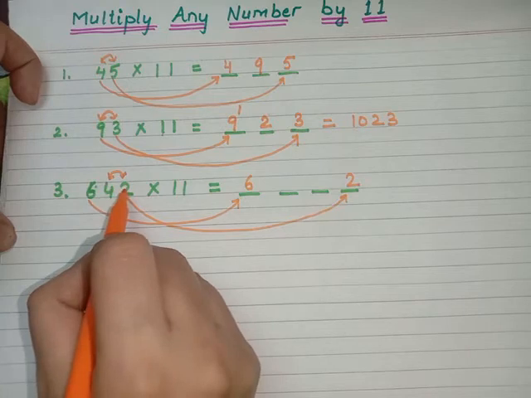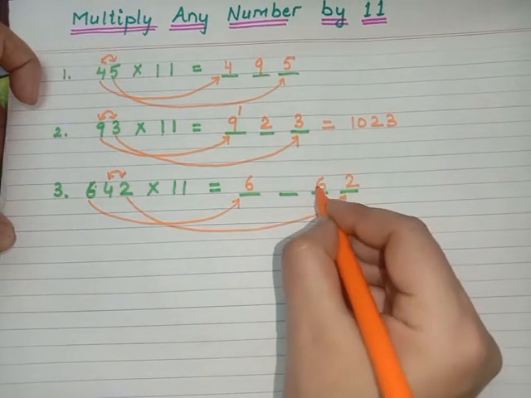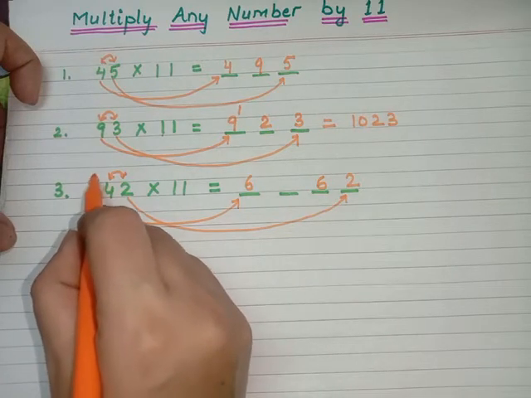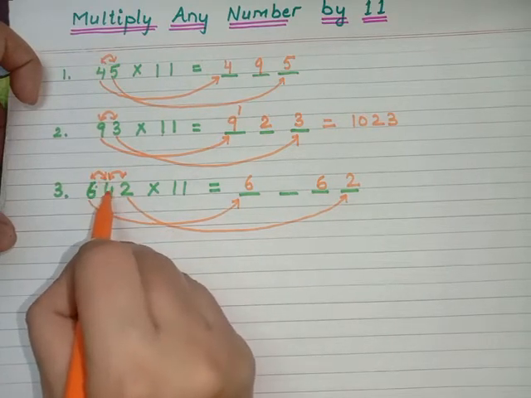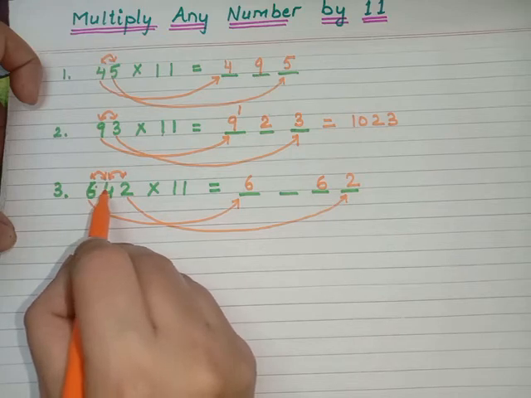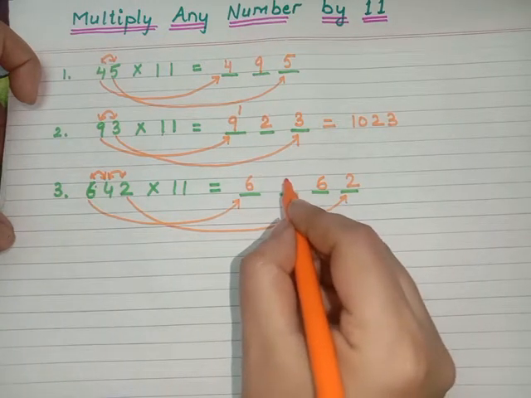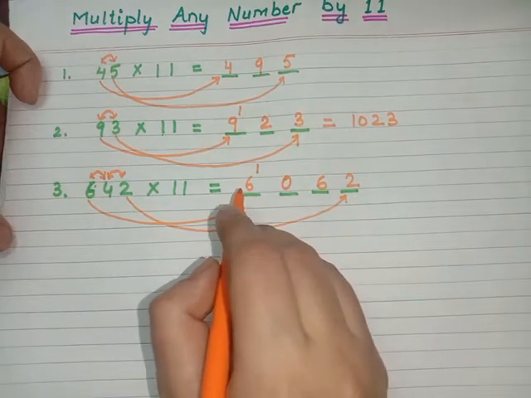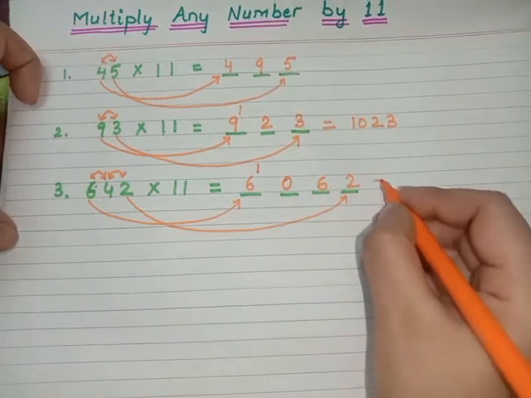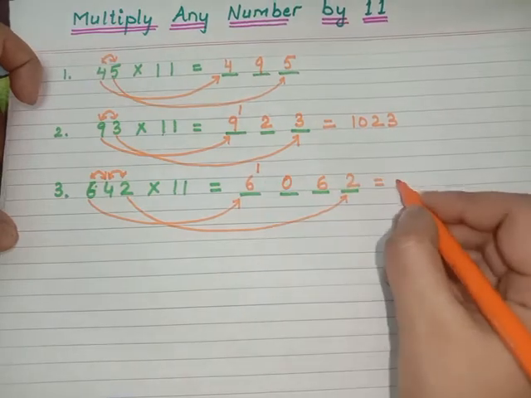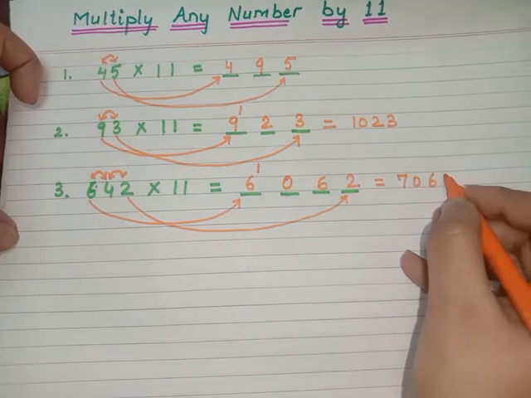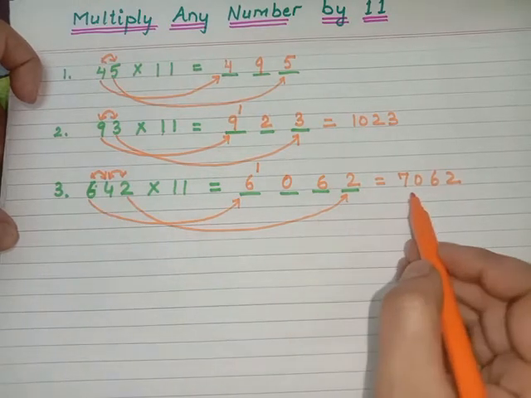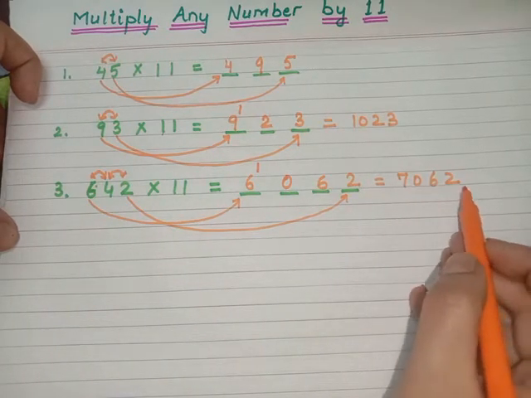Now we will be adding these digits. 4 plus 2, that is 6. We will be writing here the 6. Now this 6 will be added to this 4. 6 plus 4 is 10. Again we have to write here only one digit. We will be writing here 0 from the 10, and the 1 is here to be carried forward. Now this will be added, so the final result will be 6 plus 1, which is 7062. So the multiplication of 642 by 11 will be equal to 7062.